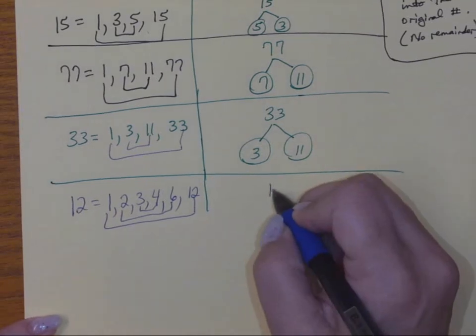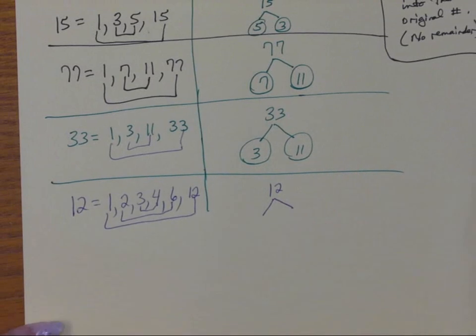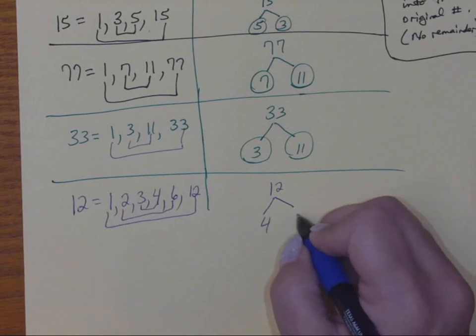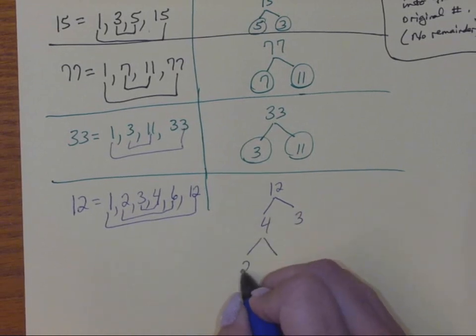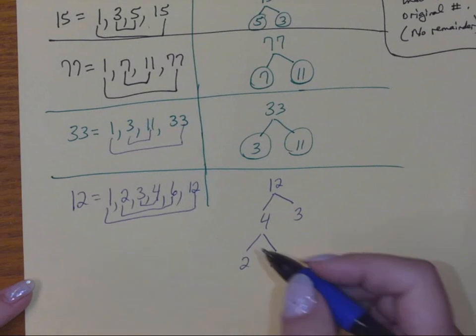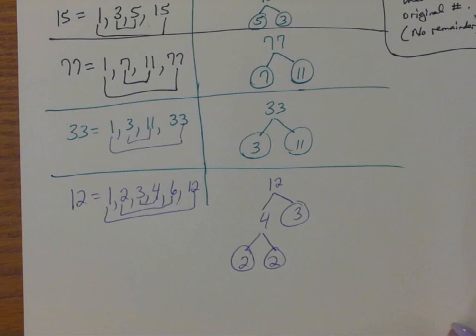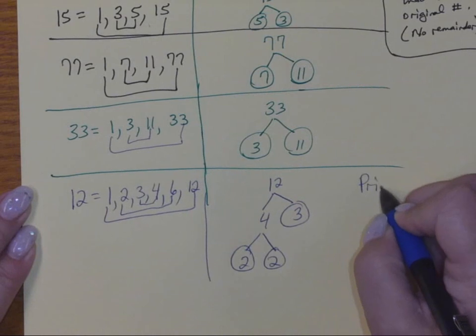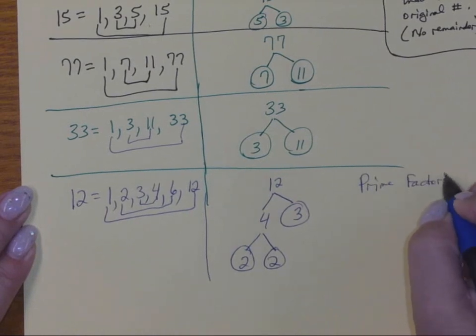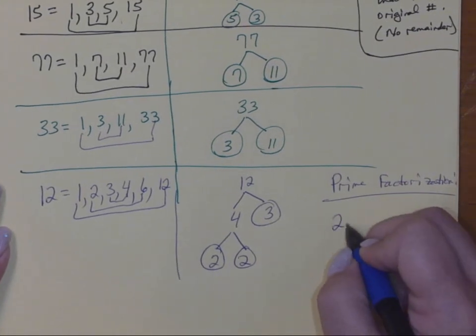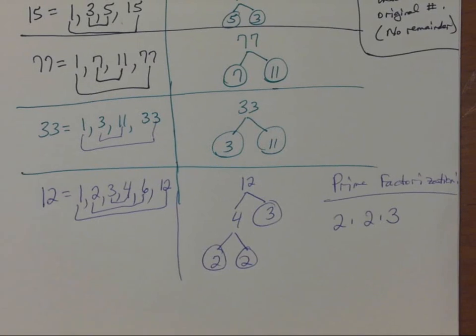Let me do the prime factorization for 12 because it's going to be different. And you can do your prime factorization, your factor tree, any way you want to. I know that 12 is 4 times 3, and I know that 4 is not prime, so I'm going to split that one out into its factors. So 4 is 2 times 2, and 12 becomes 2 times 2 times 3, right? Those are all the prime factors that multiplied to give me 12.